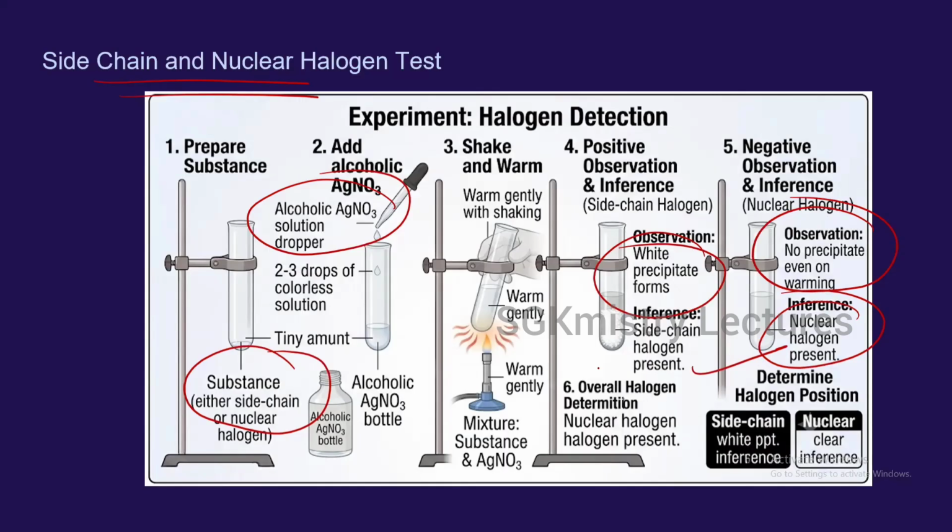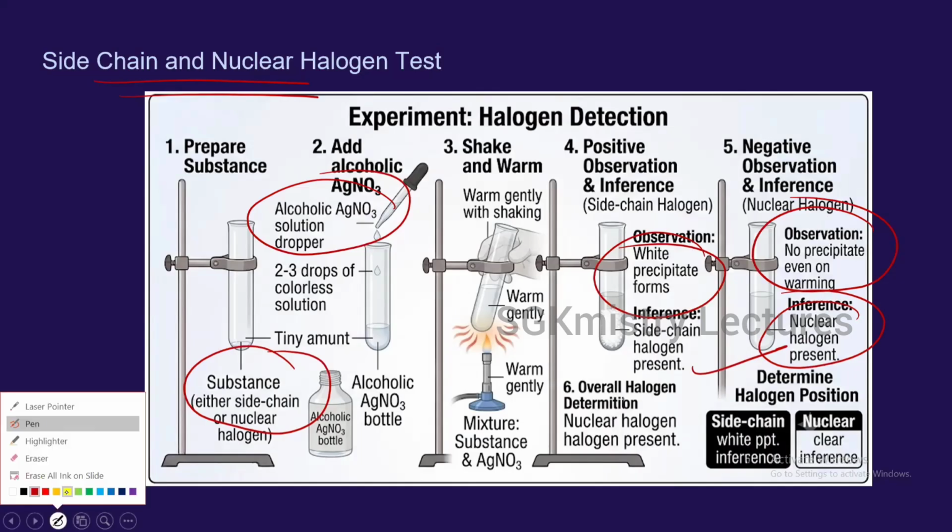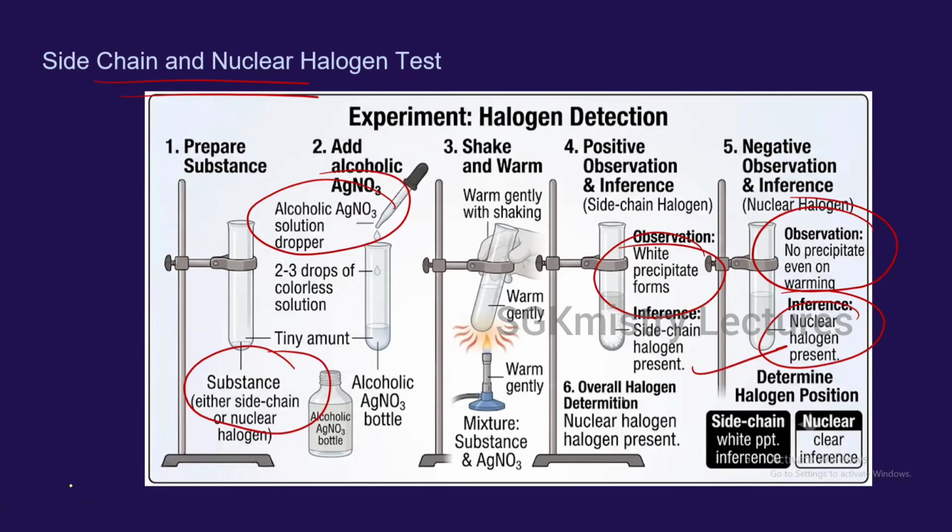So I repeat, this particular test is only carried out if you have got the positive test for halogens when you're doing the Lassaigne's test, or the sodium fusion extract test. Now let us look into the reaction. Why is a white precipitate obtained when side chain halogen is present? Why not in the case of the nuclear halogen? So let us look into the reaction.